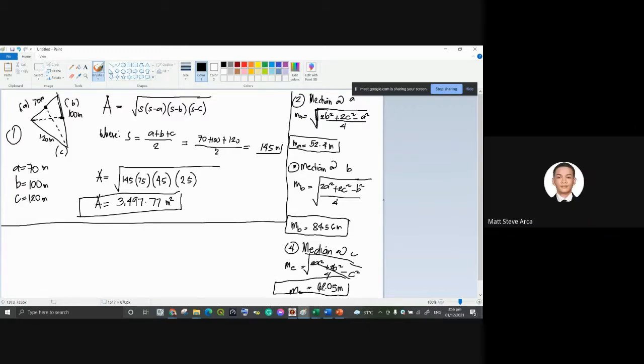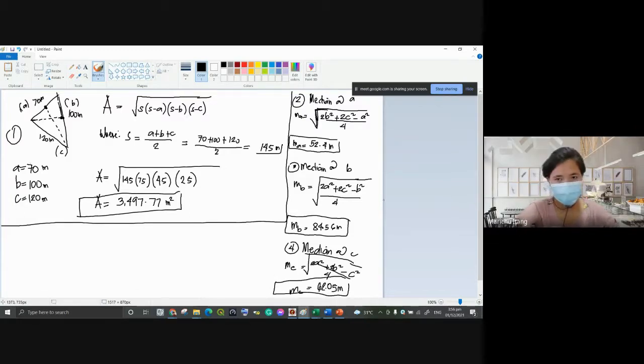Arca? Yes, ma'am. Can you check the median of B? Maybe there was a mistake in inputting on the calculator. This is 120. This is 100. 270.